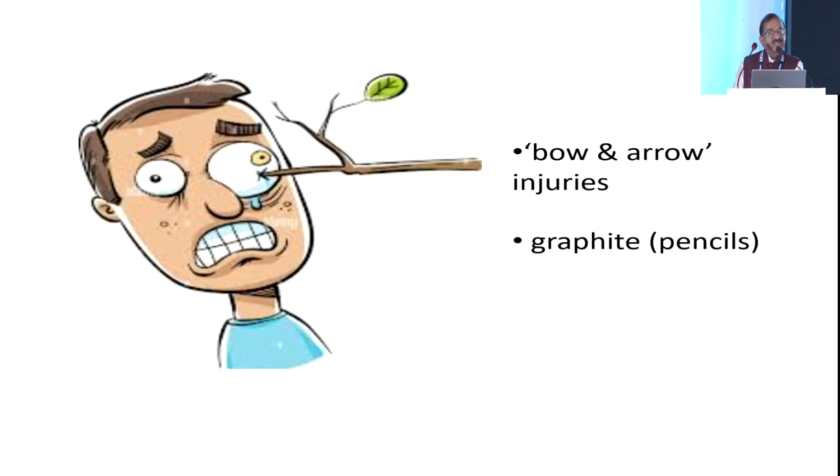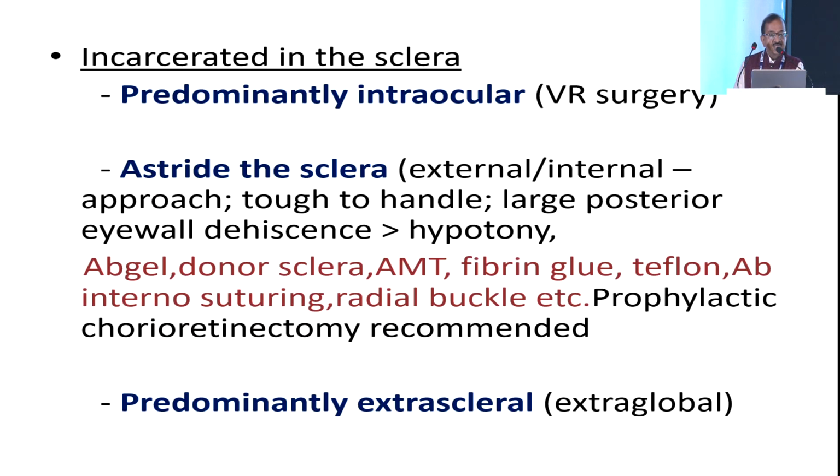We have all been witness to the broomstick injuries and graphite injuries in schools when there is this impaction along the sclera and it's just removed, and the distal portion of the foreign body may still remain impacted in the walls. So those impacted in the sclera, I have made this classification myself, may be predominantly intraocular, which means the bulk of the foreign body is intraocular with only a small fragment in the sclera, or it might be astride the sclera, that is half within and half without. These are the toughest foreign bodies to handle. I used to refer to these as cardiac function tests for the vitreoretinal surgeon. So these are very tough to handle.